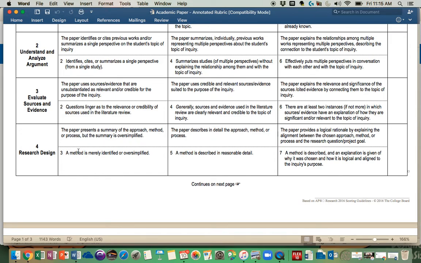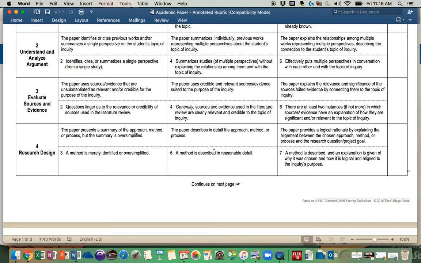So a low scoring paper on research design only presents a summary of the approach or the method, but it's oversimplified, right? It just means you identified the method. I did a quantitative research study with a survey. Boom, done. That's low, okay? That doesn't describe anything.